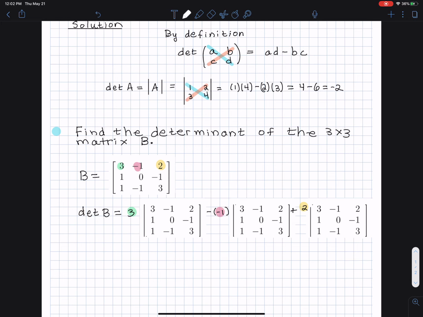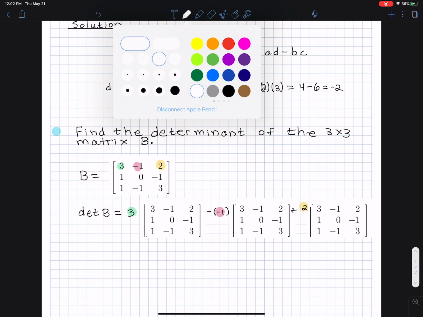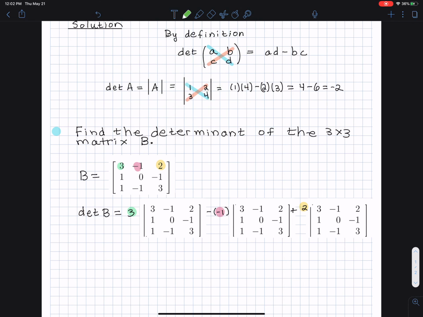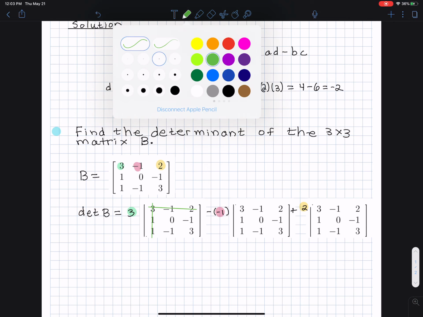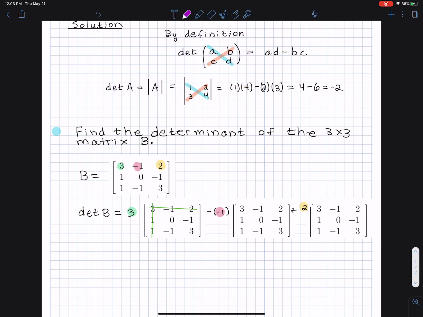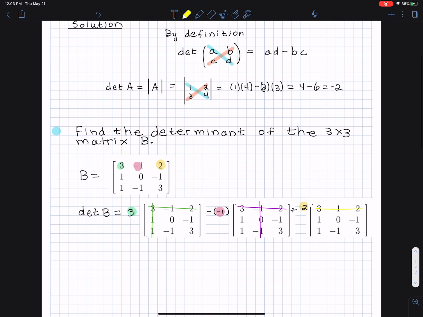What I'm going to do now is cancel out for this first guy. Okay, so I'm starting at the left-hand corner where there's a 3, that's green. What I do is cross out the row and the column that has the 3, and what's left behind is a 2 by 2 determinant. And now I'll go over and see if I can get a similar color here. I see this -1. I'm going across the first row. There's a -1. I cross out the row and column which has the -1. And same thing for the 2, going across, I cross out the row and column that has 2.